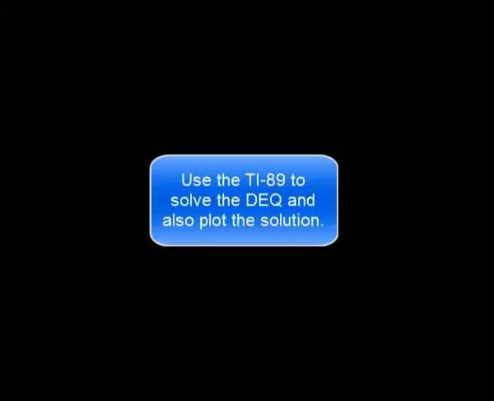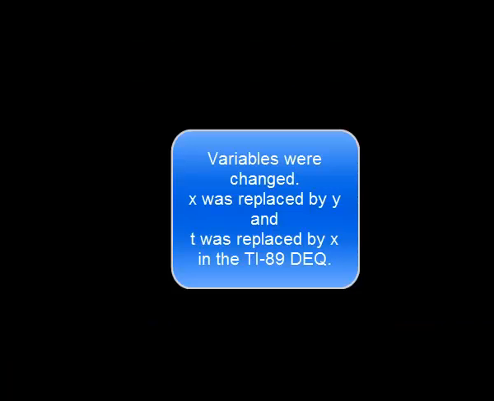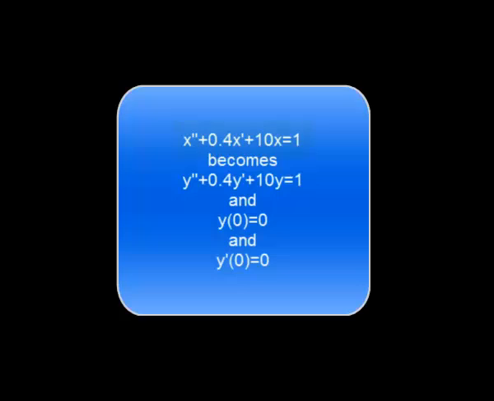Use the TI-89 to solve the differential equation and also plot the solution. Here is the TI-89 plot of the solution. The variables were changed. X was replaced by y and t was replaced by x in the differential equation. There is the original differential equation. With the change of variables, x becomes y and t becomes x. The boundary conditions also have to be stated. The initial position is 0 and the initial rate is 0.